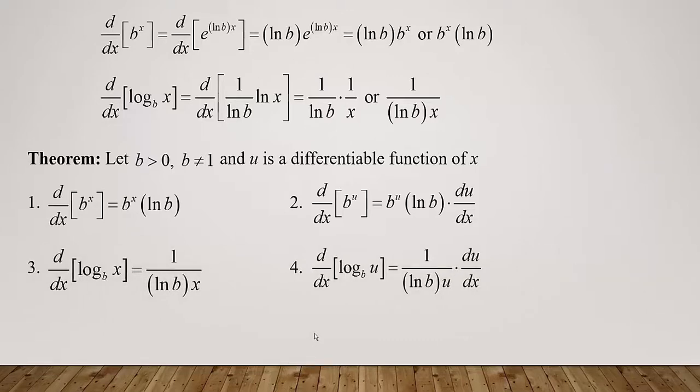Likewise, we just explained up above that the derivative of log base b of x is 1 over natural log b times x. And then number 4 here, again, remember u is a differentiable function of x. So the derivative starts off 1 over the natural log of b times u, times du/dx, the derivative of what this is. It's the chain rule part.